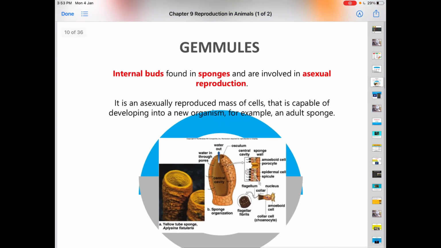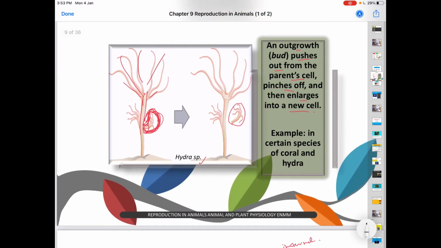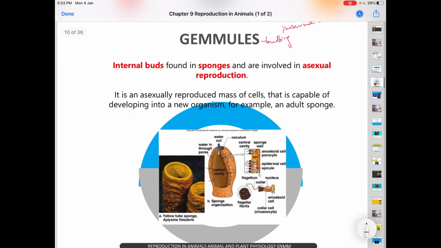Now we go into the third, gemmules. Gemmules are another type of budding. Okay, but it is internal budding. If you can see, this one is an outgrowth, meaning that the bud is formed outside of the parent. But for gemmules, it is budding that forms inside of the parent. So internal buds are found in sponges and are involved in asexual reproduction.